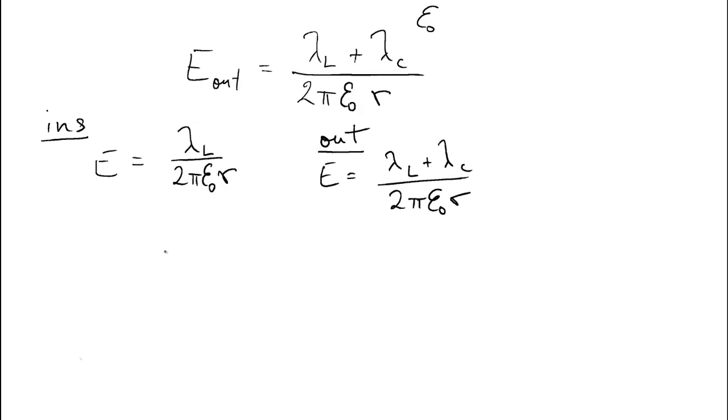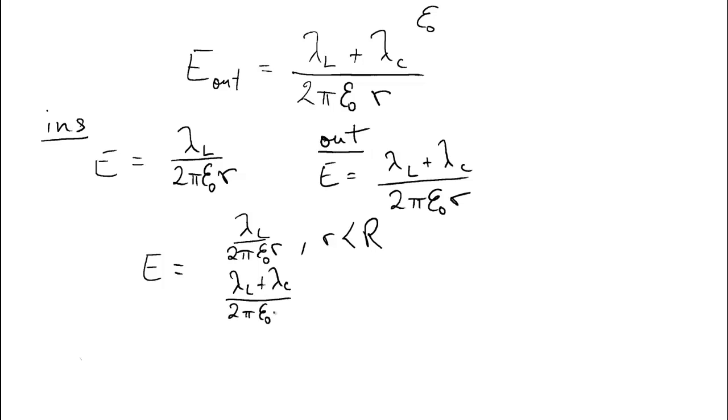If you want to be fancy, you can even write this as E being a function that has two definitions, which will be lambda L divided by 2 pi epsilon 0 r if r is less than capital R, which is the radius of the cylinder, and it's equal to lambda L plus lambda C divided by 2 pi epsilon 0 r for r greater than the radius of the hollow cylinder, and both of those things are part of the electric field.